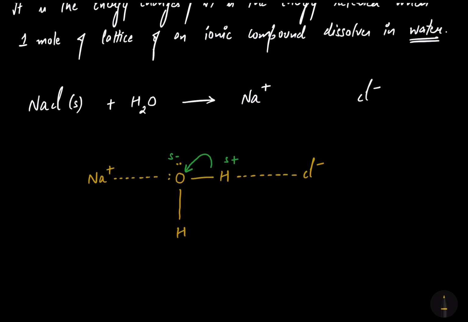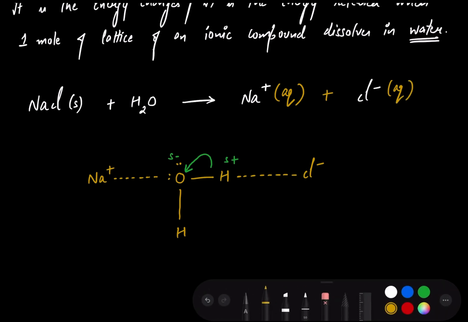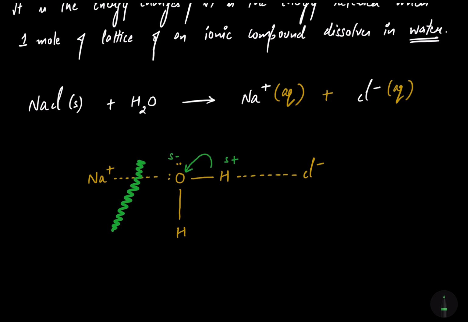Now when Na positive has formed electrostatic forces of attraction with the delta negative charge of oxygen, we call that Na positive as Na positive aqueous. Now Cl negative has also made electrostatic forces of attraction with delta positive of hydrogen, so we will call Cl negative as Cl negative aqueous. So the energy change during this process, I'm writing, the energy is released. The energy is released in this process of formation of electrostatic forces of attraction, and that energy released is called hydration energy.